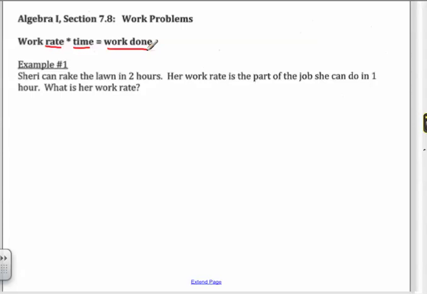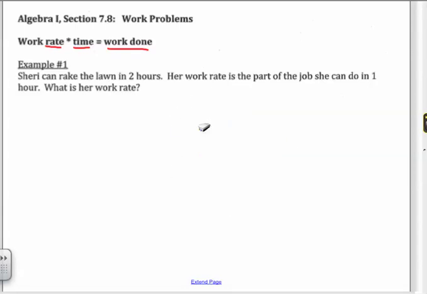Okay, now let's look at this though. It says her work rate is the part of the job she can do in 1 hour, which you just told me is she can do half of a job in 1 hour, right? Okay, now I'm going to erase this because I want to show you what we're doing here.